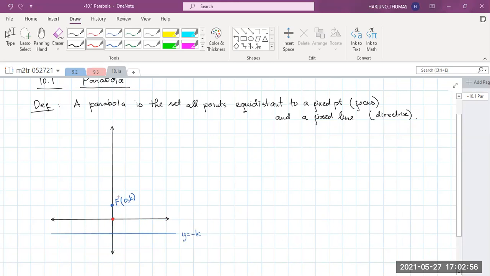That's the vertex. But notice that the distance from this vertex to the focus is k units. The distance from this vertex to the line is also k units, right? So this point here, (0, 0), is one of the points on the parabola. Now we have another coordinate here. Notice that this coordinate is twice k units from the focus and also twice k units from the line. Do you see that?